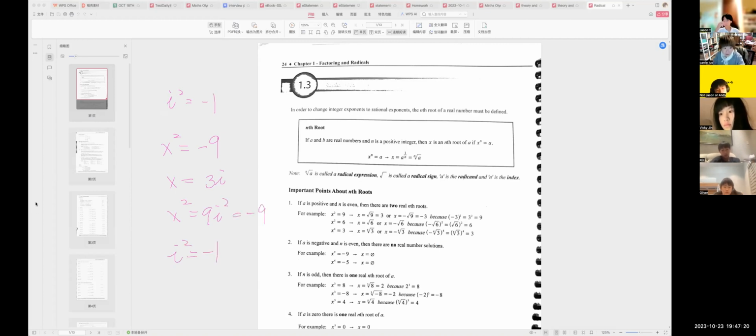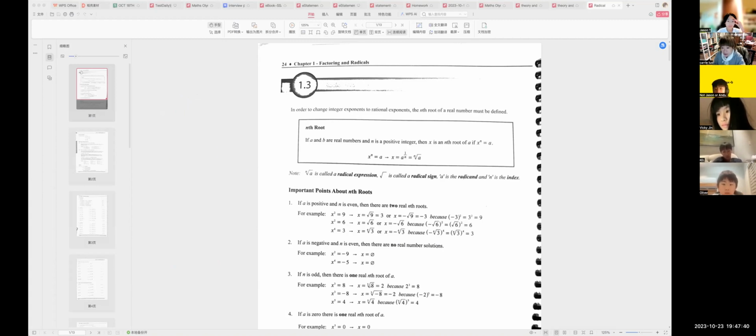Get it? So just to sum up. Wait, I think negative 9 should be like i squared too. Oh wait, never mind, don't worry about it. If you want to ask me a question, that's fine. Okay, so let's take a look at this one.